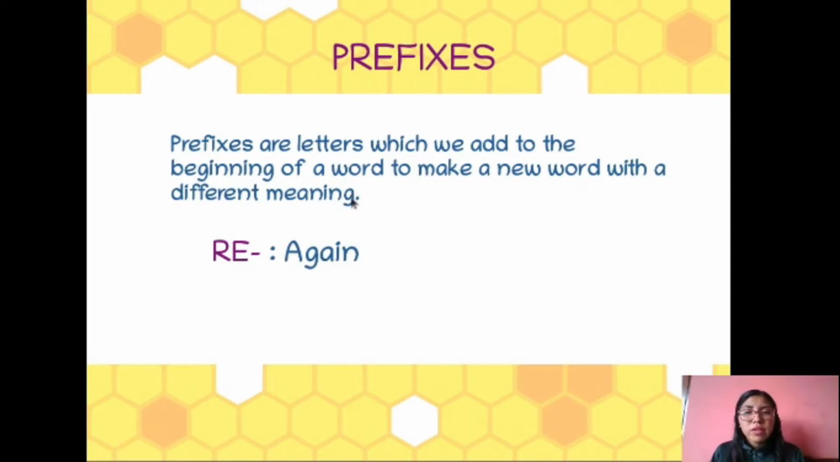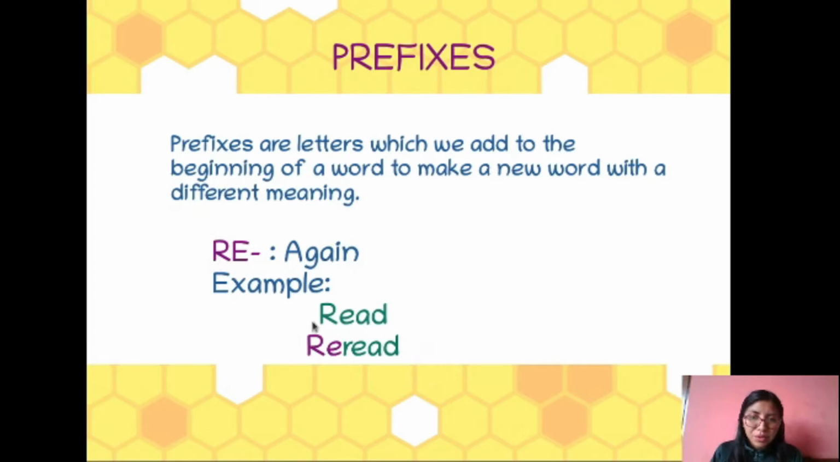That's right. For example, the prefix re. What is the meaning? Again, okay? So, read, you already know the meaning. Reread, what is the meaning? Read again, okay? Because remember, the prefix changes the meaning of the word. Read, reread, okay?